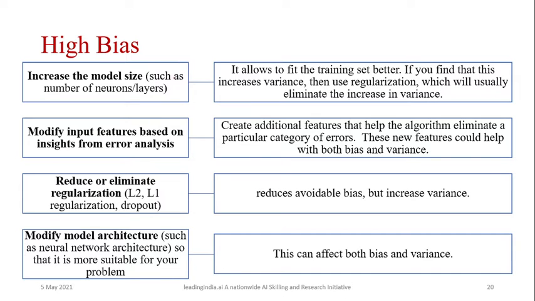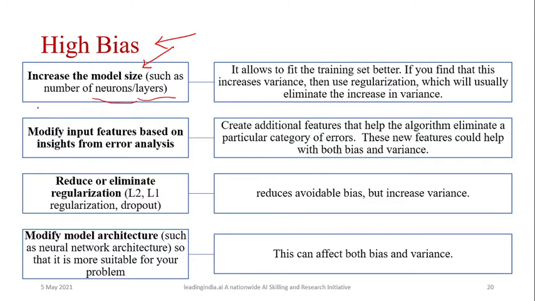Now if you have a high bias problem, what can we do? How to solve this problem? The very first thing: increase the model size, because it is possible that the problem you are trying to solve, and whatever model you have chosen, is not enough to handle that complex problem. So once we say increase the model size, it means increase the number of neurons and number of layers so that it is able to handle the complex problem.